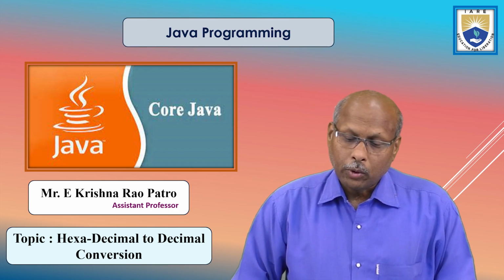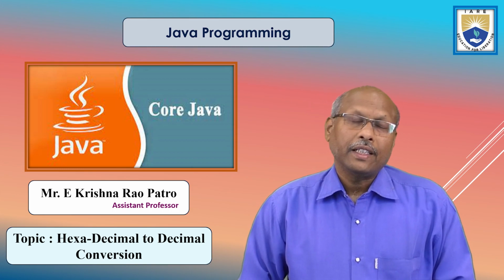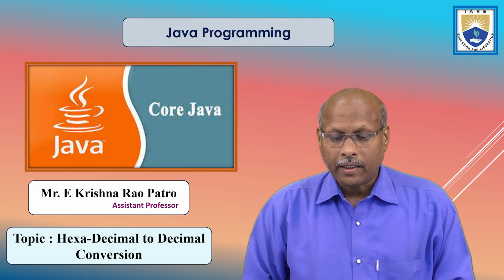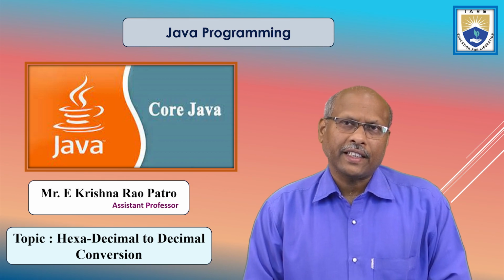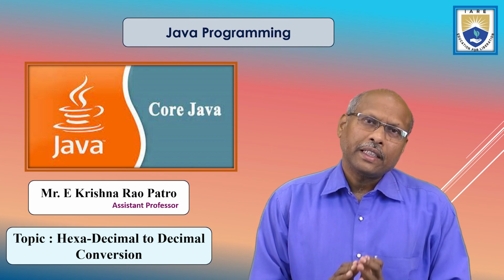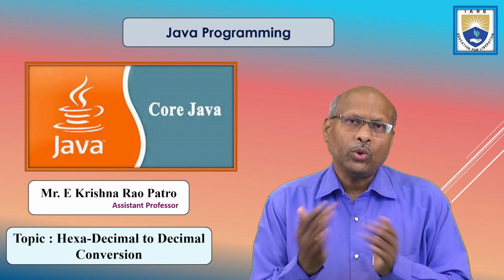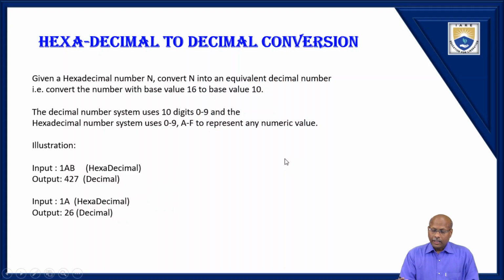Today we'll discuss one important program in Java, that is how to convert hexadecimal data to decimal. There are different types of conversion techniques. Now we will convert hexadecimal data into decimal form. There are different types of number systems, like decimal.